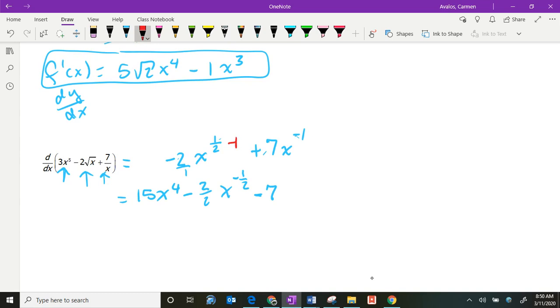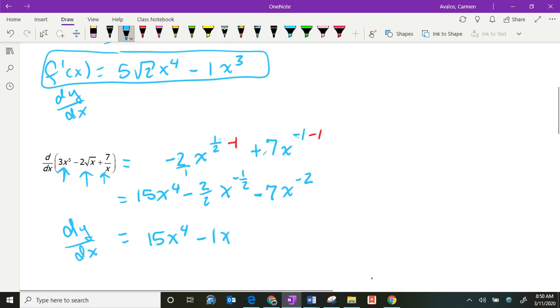And then we are going to subtract 1 from it, and that's going to be x to the negative 2. So our derivative, dy/dx, is going to be 15x to the fourth minus 1 x to the, well, what happens here is that this 1 here is going to be over 1, and this is numerator to numerator.